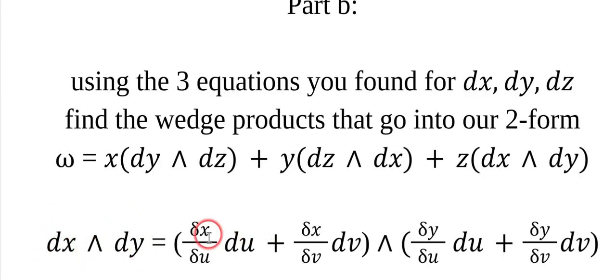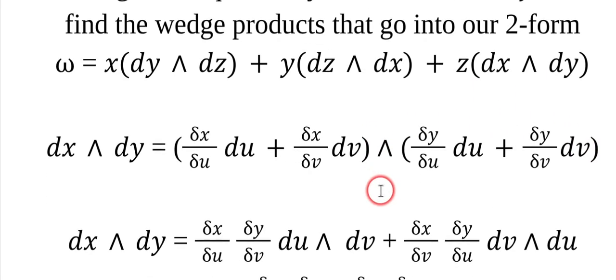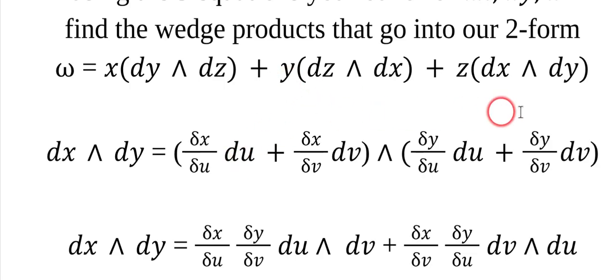dx wedge dy. So here's dx, wedge, here's dy. Now you know that anything wedged with itself is 0, so du wedge du is 0. I should say, any vector wedged with itself is 0. du wedge du is 0. dv wedge dv is 0. Okay? So that means we only get du wedge dv.